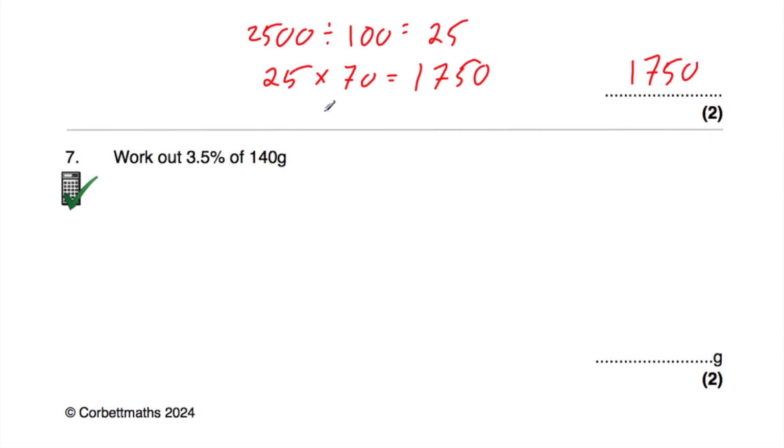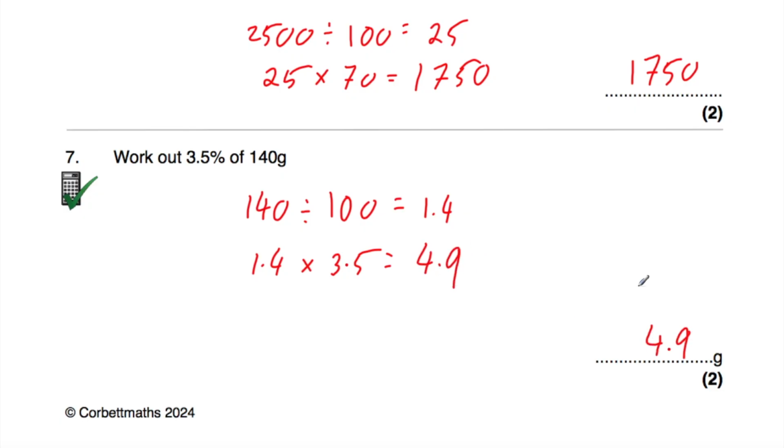Okay, and then our next question, question number 7. Question number 7 says work out 3.5% of 140 grams. Now this question looks a bit more difficult than the rest of them because here we've got 3.5%, but we just use the same approach. We take the 140 and we divide that by 100 to find 1%, and that's equal to 1.4 grams. And then we just take that 1.4 and multiply that by the percentage we want, which is 3.5. So you just divide by 100 to find 1% and multiply by the percentage you want. In this case, that's 3.5. So we're going to do 1.4 multiplied by 3.5, and that's equal to 4.9. So the answer is 4.9 grams, and that's it.